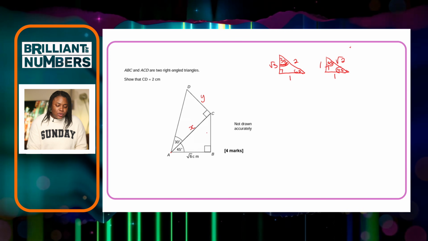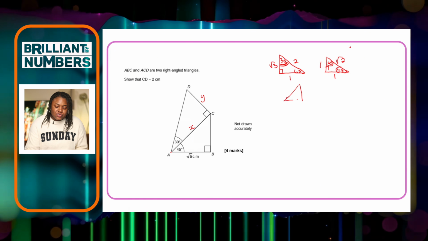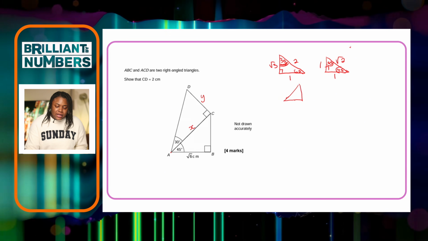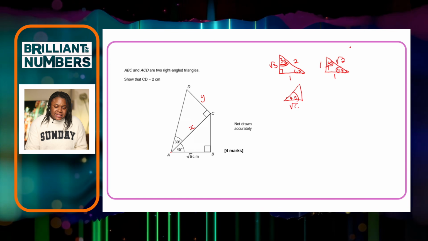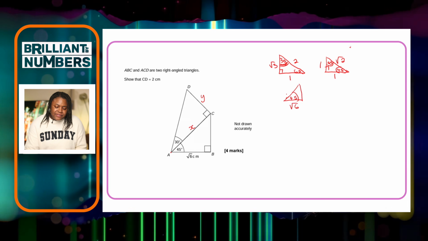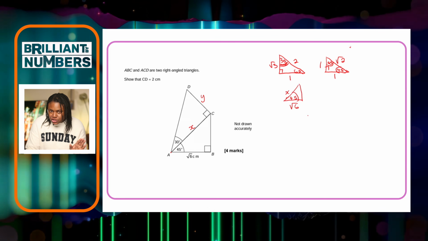Okay, so let's go. We're working with this triangle. I suggest that to avoid confusion, you sketch the triangle again, take it off. So this is 45 here, and I've got root 6 here, and I am trying to find x. That will give my focus just to this triangle here.